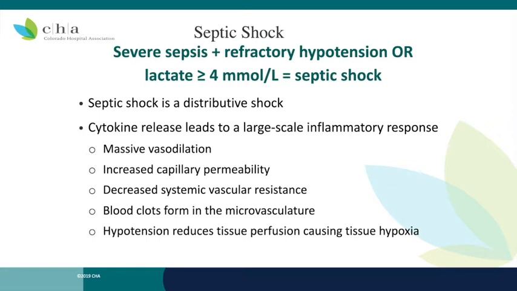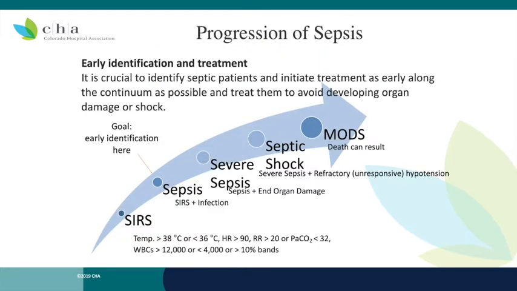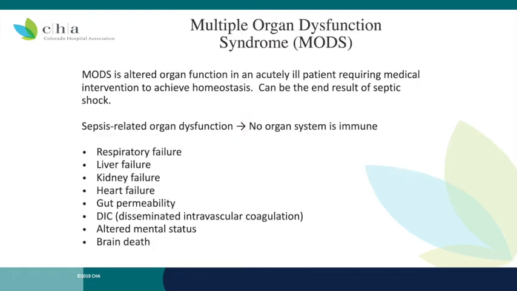However, we're also going to form blood clots in the microvasculature, and we're going to have hypotension, reducing our tissue perfusion, which is going to cause tissue hypoxia, which is going to lead to shock, because shock ultimately is decreased perfusion at the cellular level. So ultimately, if sepsis is not treated, it's going to lead to MODS, which stands for multiple organ dysfunction syndrome. So this is essentially the failure of any one of our organ systems.